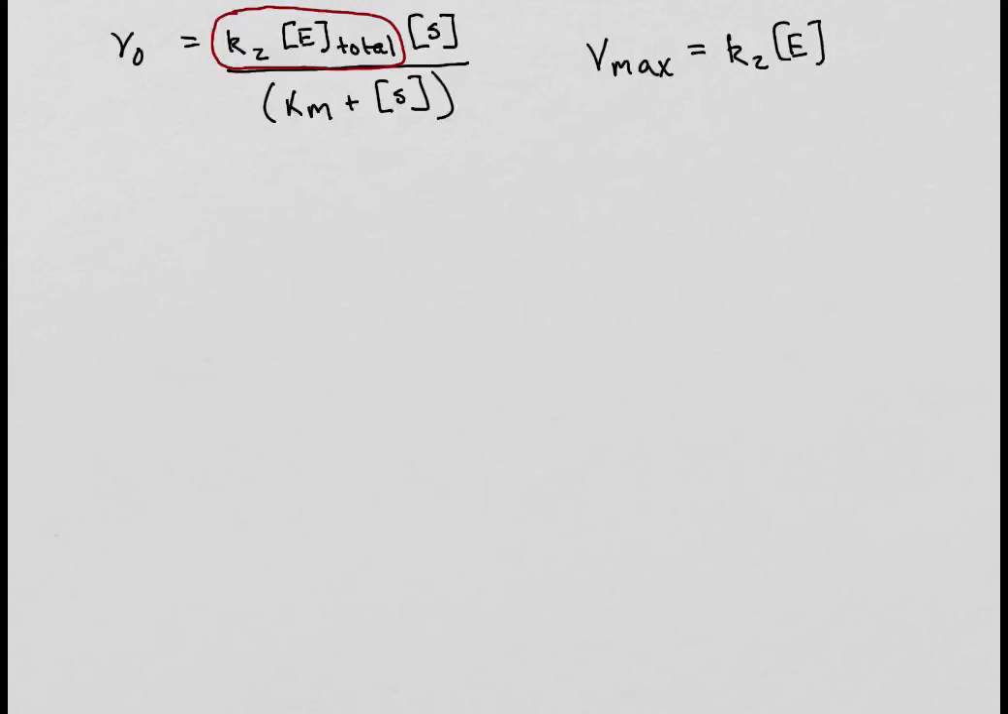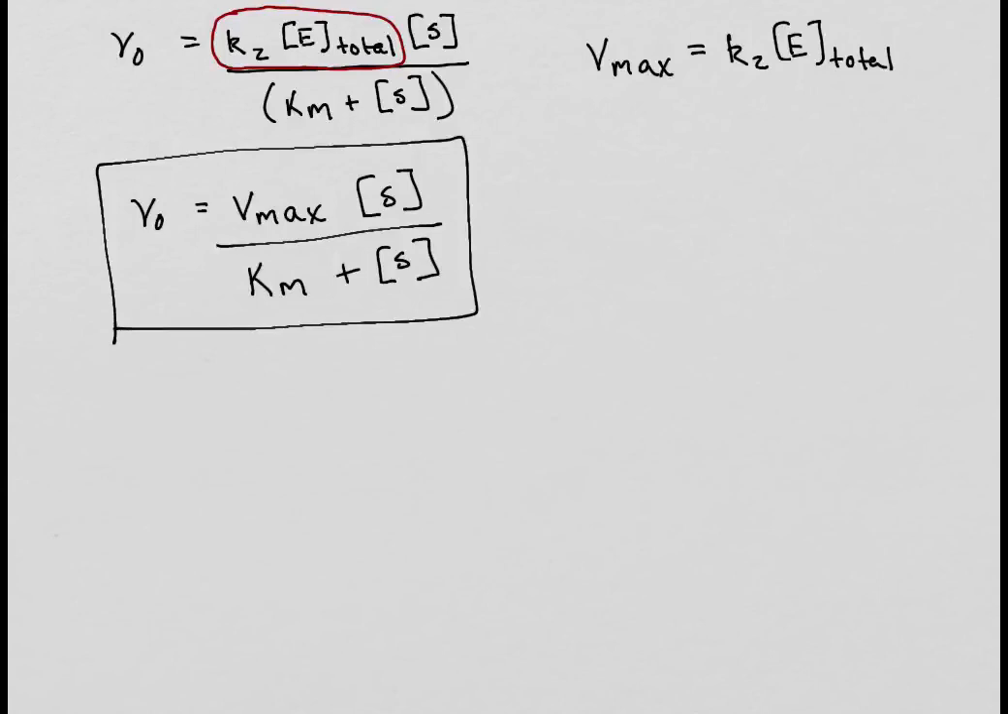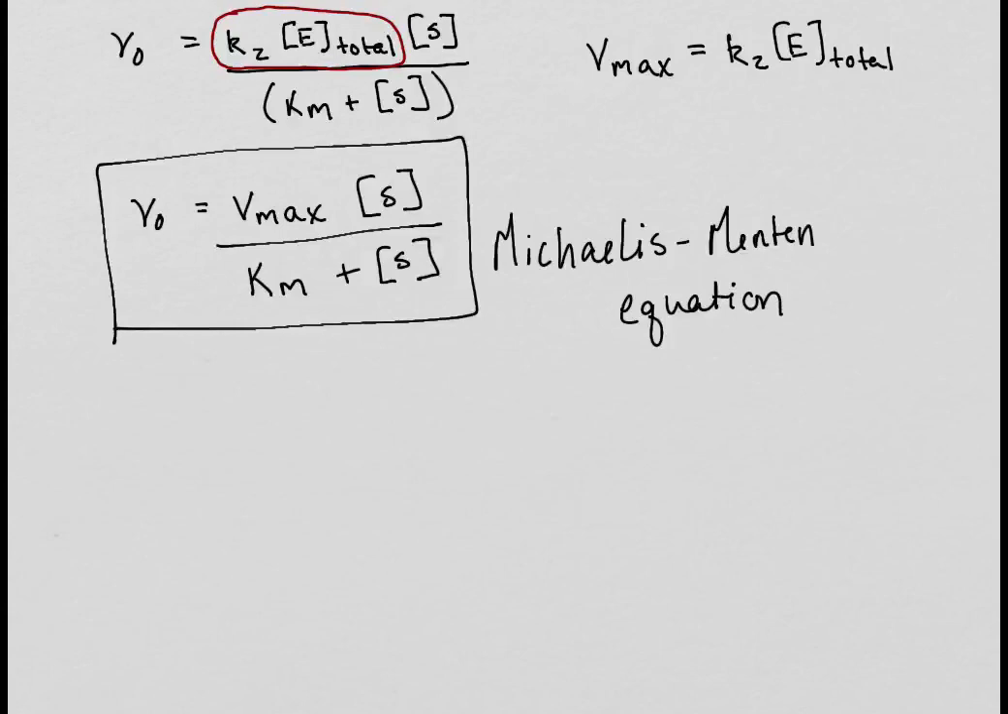So we can go ahead and simplify and plug in that initial velocity is equal to Vmax times the concentration of substrate divided by Km plus the concentration of substrate. And there we have it. You betcha. This is the Michaelis-Menten equation. And it is, of course, the equation that does describe the function whose graph we have already seen.